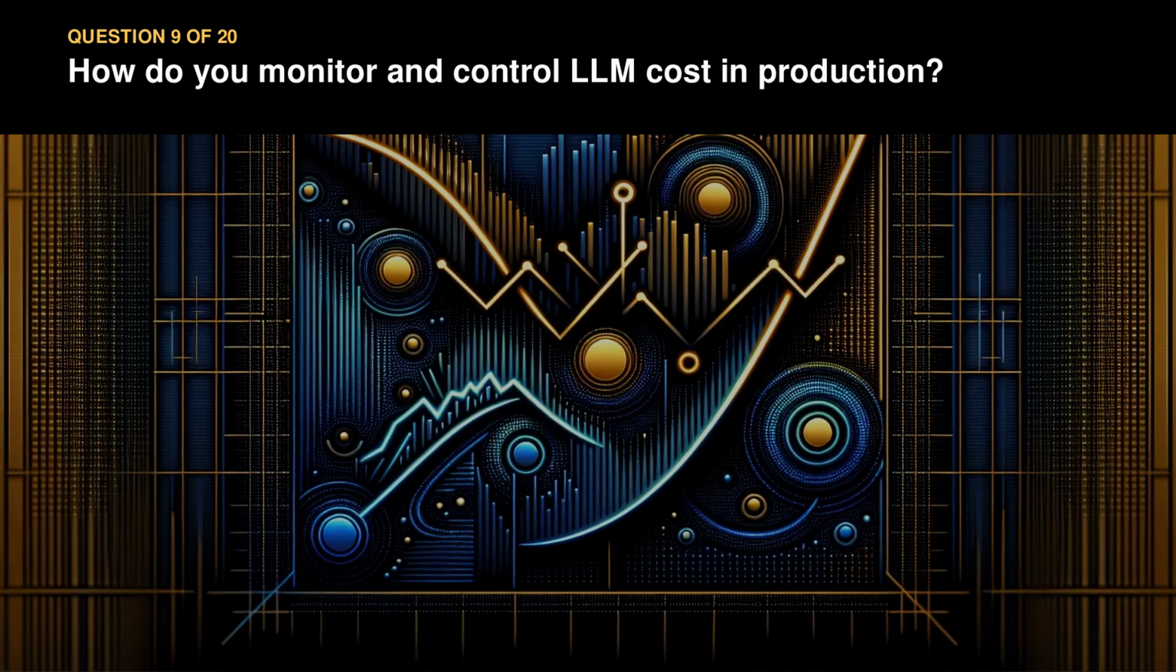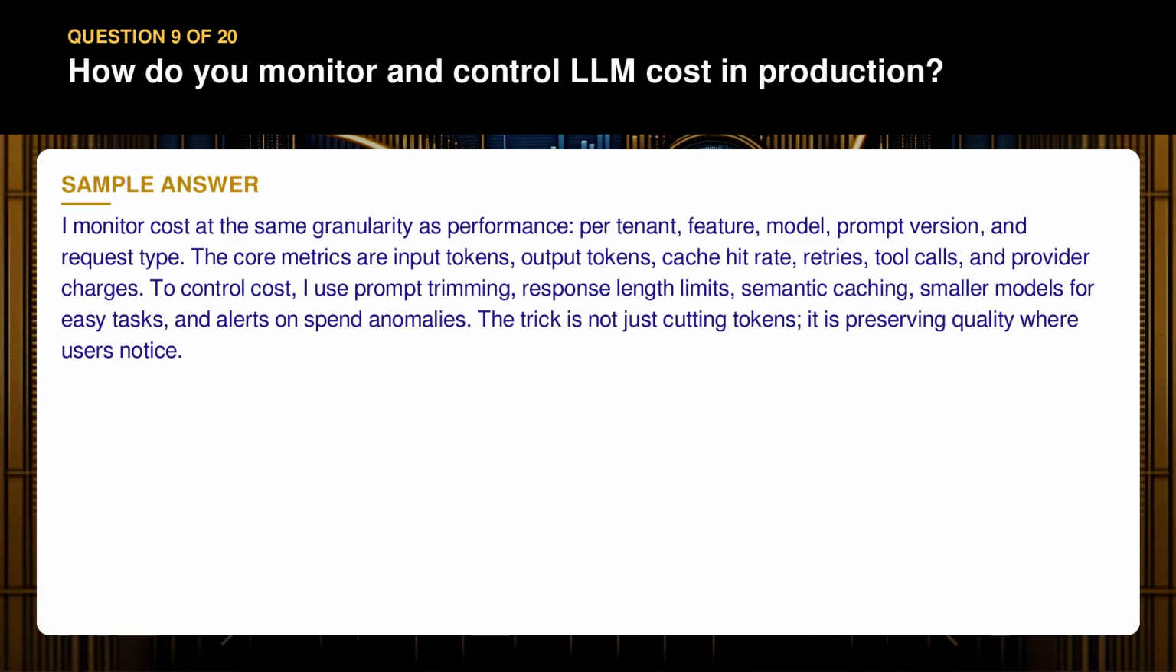Question 9. How do you monitor and control LLM cost in production? I monitor cost at the same granularity as performance, per tenant, feature, model, prompt version, and request type. The core metrics are input tokens, output tokens, cache hit rate, retries, tool calls, and provider charges.